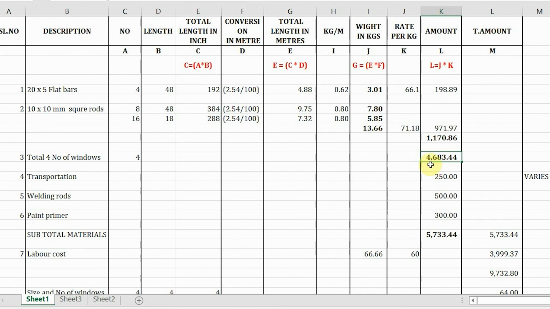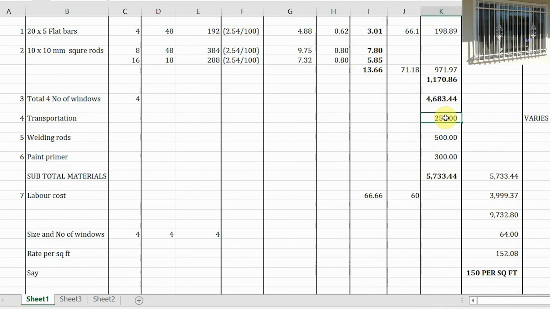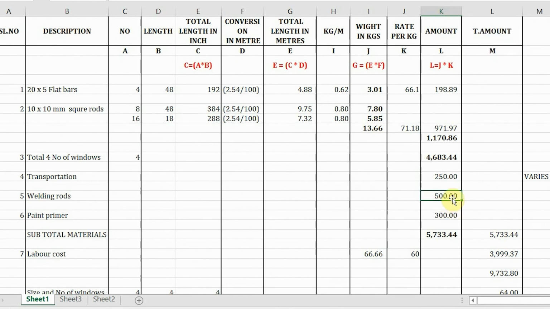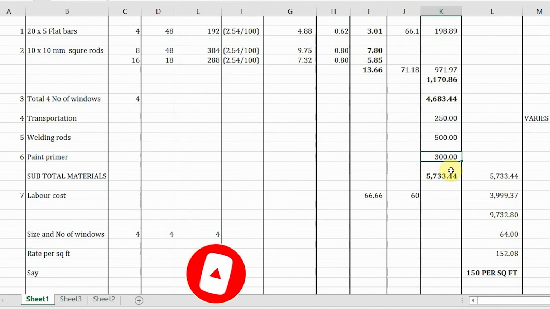For this material, transportation 250 rupees I consider, it is a nominal amount. This amount varies from place to place. You have to collect it from the local supplier. And for the welding rods, I consider an approximate lump sum amount. The welding rods are 500 rupees. And paint work, window paint, primer, paint and labor completely for 4 windows, 300 rupees I consider.